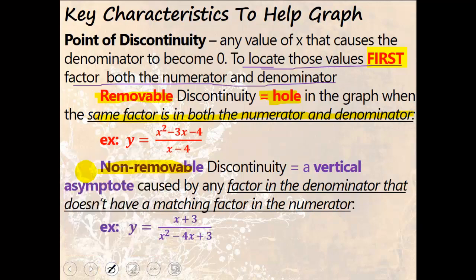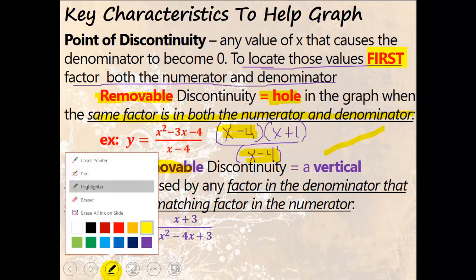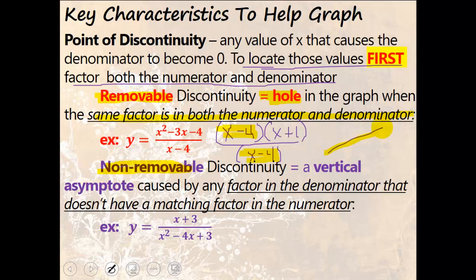So if I factor this, I get (x minus 4)(x plus 1) all over x minus 4. Do you see how I have the same factor in the numerator as I do in the denominator? That's going to create a hole. You literally have a line, and somewhere on this line, you have a physical hole.